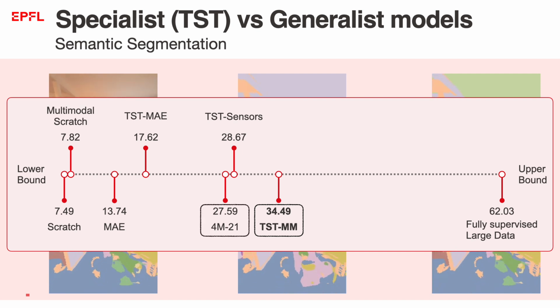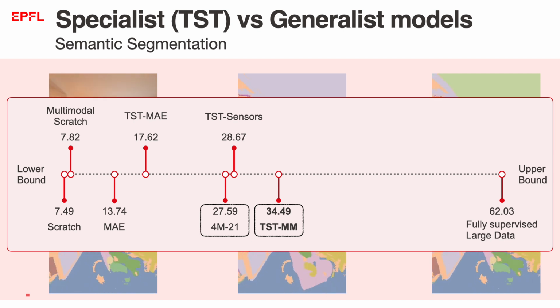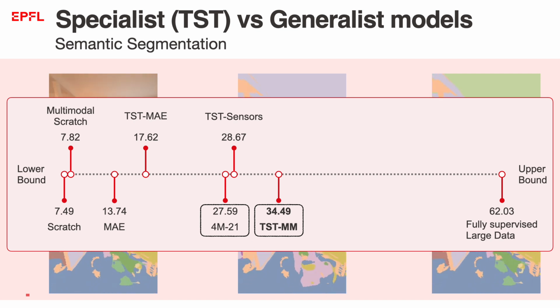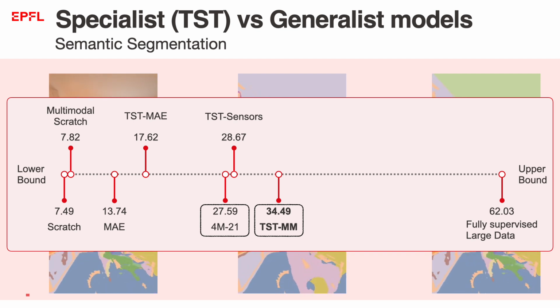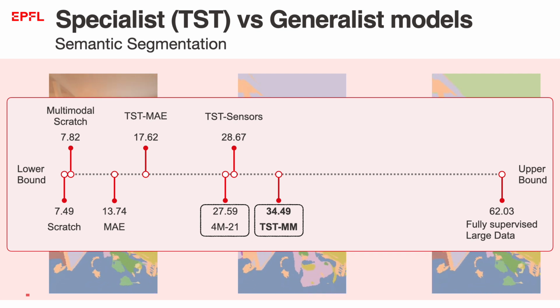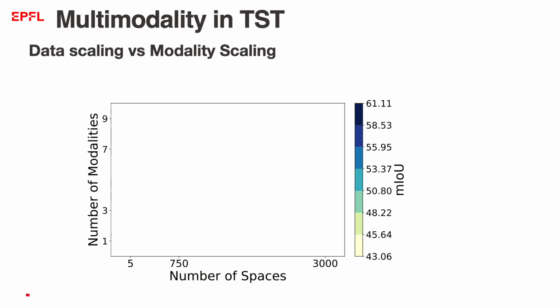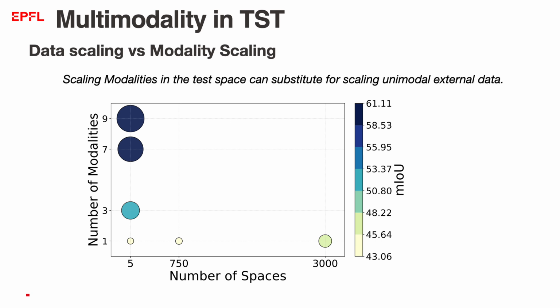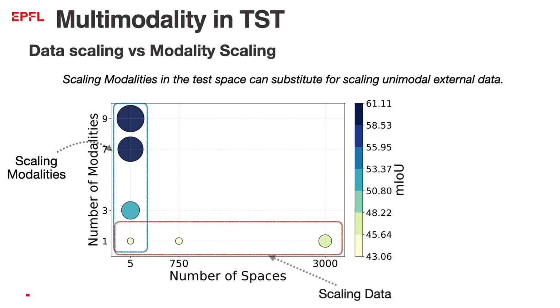Next, if we compare TST-MM and 4M21, the key difference here is the source of pre-training data. They both distill from the same pseudolabels, however, distilling them on test space data is more performant than on a large-scale external dataset. Now, we present an analysis, studying the trade-off between scaling modalities and scaling dataset size. We start with a model, train for 5 spaces, and then scale across 2 axes. The number of spaces the pre-training data is sampled from, and the number of modalities. We find that scaling modalities, in the same 5 spaces, is more performant than unimodal scaling of dataset size and diversity with external spaces.